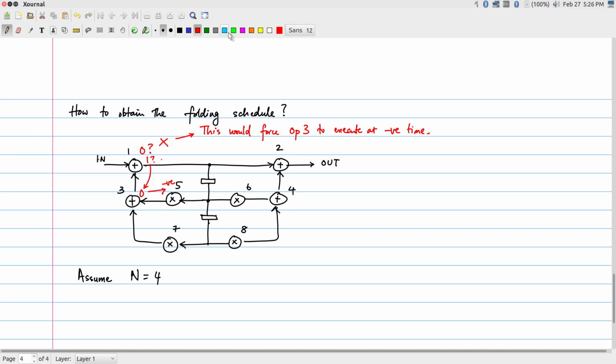Now, what about operation 5 executing at time 0? Is that okay? Do you see any problem with operation 5 executing at time 0? Operation 2 would have a problem. Okay, so now let's work through this.